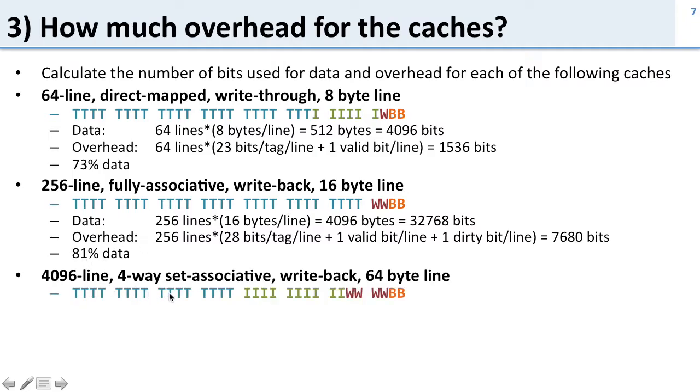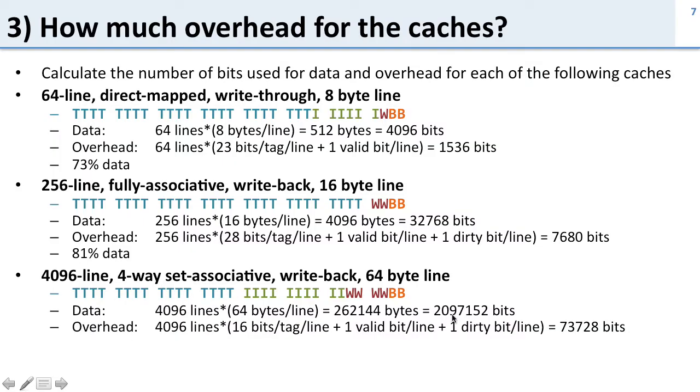The larger cache here, we had 4,096 lines, each 64 bytes. Remember, they were organized into 1024 sets of 4 lines each. We still had 4,096 lines. So that's a lot of bytes. It's 2 million bits here. The overhead for each line, we had 16 bits of tag plus one valid and one dirty bit, so only 73,000 bits. So this is 97% data.